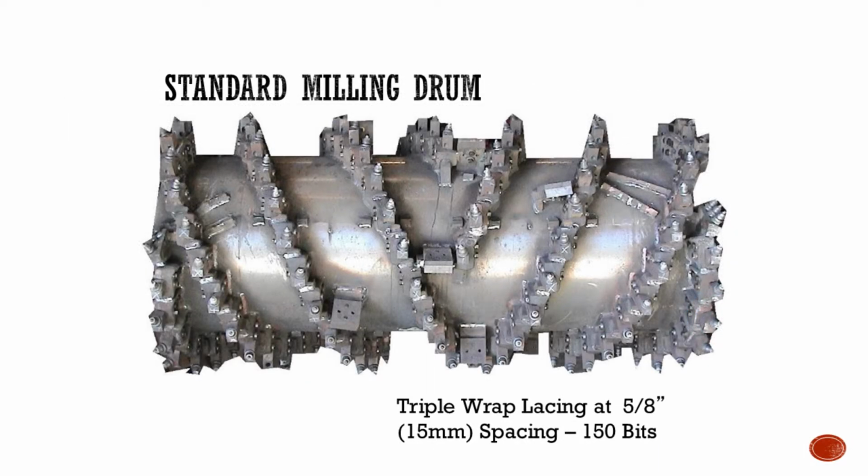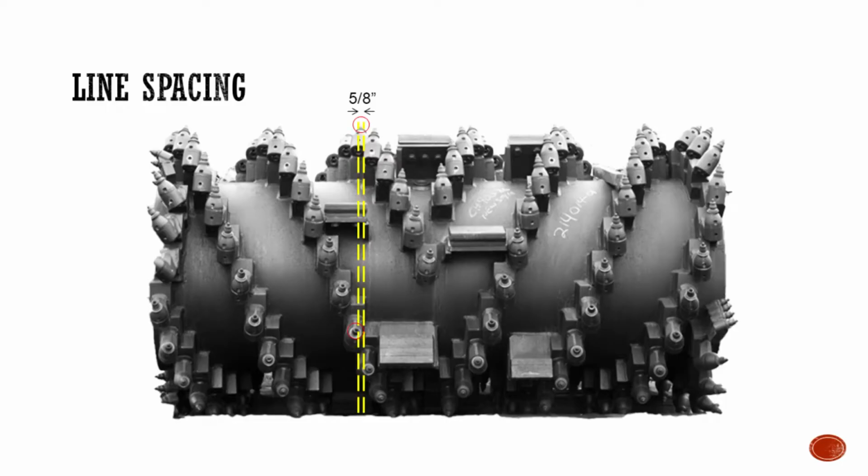Here's an image of a standard milling drum. This would be referred to as a triple wrap 5/8 of an inch space drum. Triple wrap because there's 3 coils that wrap around that drum. 5/8 of an inch, you only actually see that when you get the interaction between all 3 of the wraps. The spacing between each bit on any given wrap is 1 7/8 inches. This slide shows where the term 5/8 spacing comes from, and these are the 2 bits that create that 5/8 of an inch space.